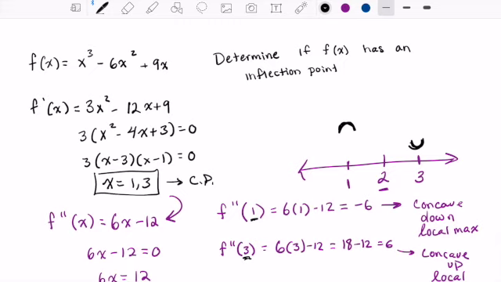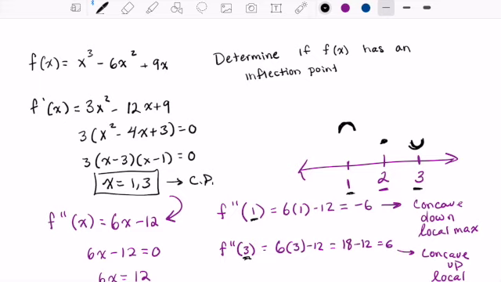And because we have the change in concavity between 1 and 3, that occurs right there at 2. So that tells me that because we are changing concavity, 2 is an inflection point for this function. So that is how we solve to see if a function has an inflection point.